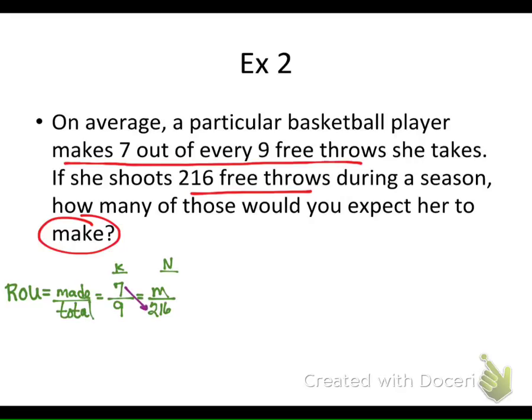So we cross multiply, so I'm going to put an equal sign between my proportion and my next step. You're going to take 7 times 216 and get, good, 1,512. Then we're going to take 9 times m and get 9m.